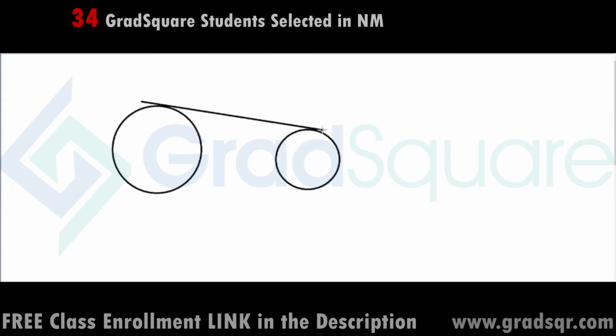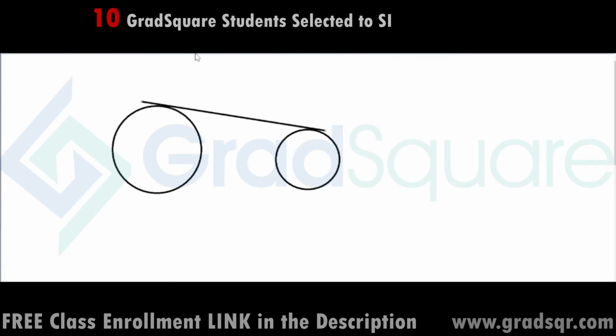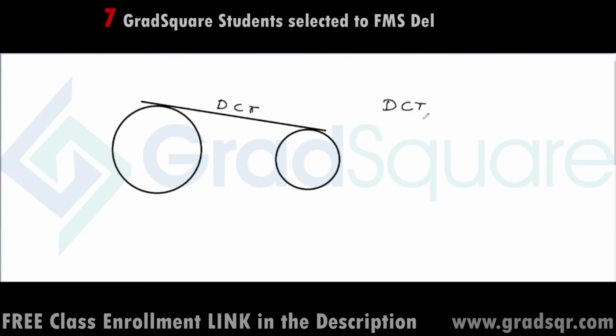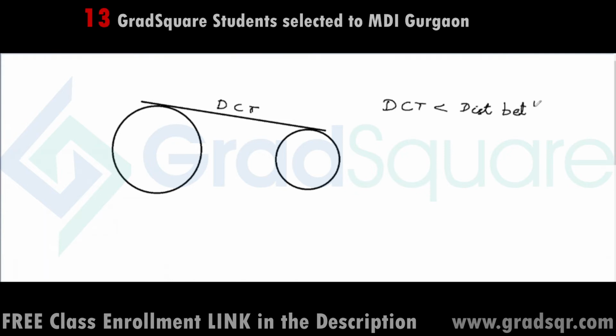And that concept is that if I have two circles and a direct common tangent to the two circles, it doesn't matter whether the two circles are separated by a distance, or touching each other, or cutting each other. For any one of these three cases, with a DCT to them, always remember the length of the direct common tangent will be less than the distance between the centers of the two circles.